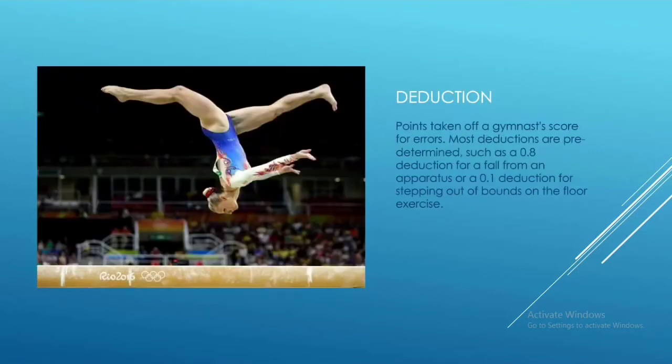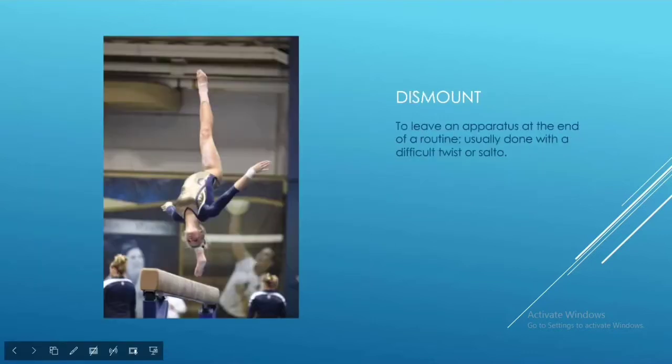Deduction. Points taken off a gymnast's score for errors. Most deductions are predetermined, such as a 0.8 deduction for a fall from an apparatus or a 0.1 deduction for stepping out of bounds on the floor exercise. Dismount is to leave an apparatus at the end of a routine. It is usually done with a difficult twist or salto.